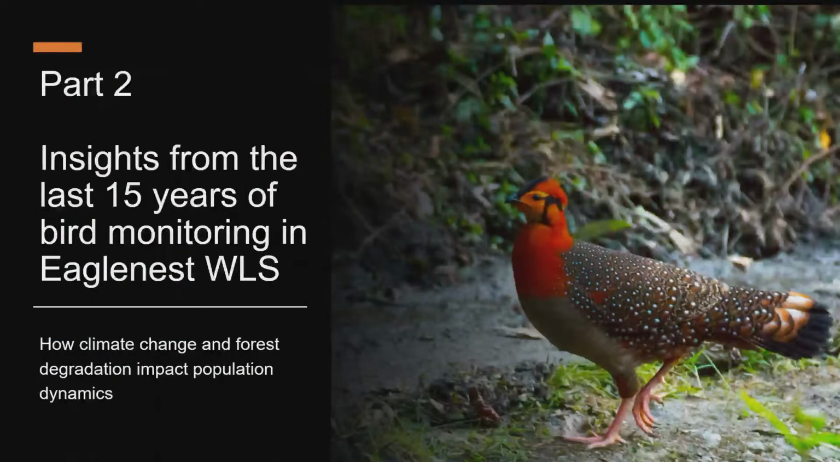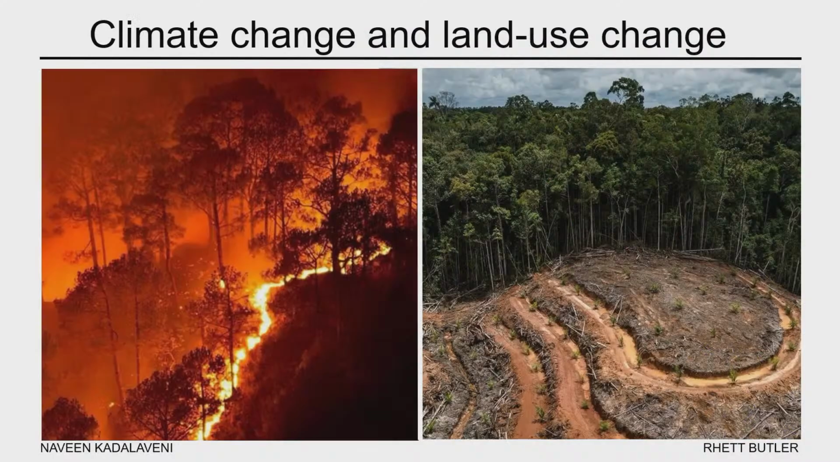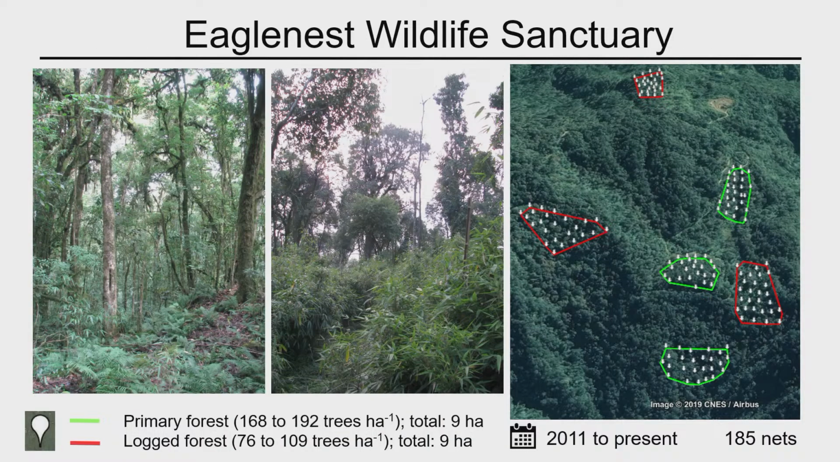So this is the last part of my talk, where I'll be talking about the work that our lab has been doing over the last 15 years in Eagle Nest Wildlife Sanctuary. We looked at how climate change and forest degradation together, in a combined way, affect population dynamics of birds in the Himalayas. As you know, climate change and land use change are some of the biggest challenges to biodiversity in the current century. And so to study how both of them affect birds, we went to Eagle Nest Wildlife Sanctuary.